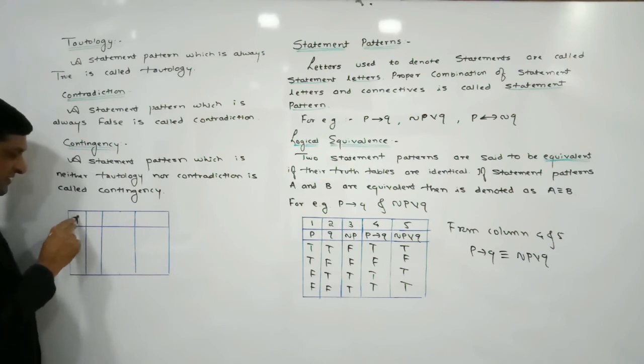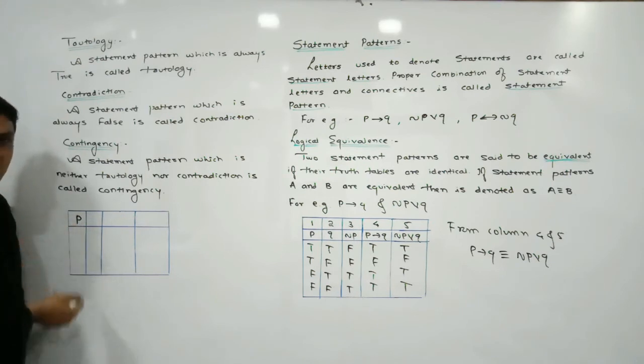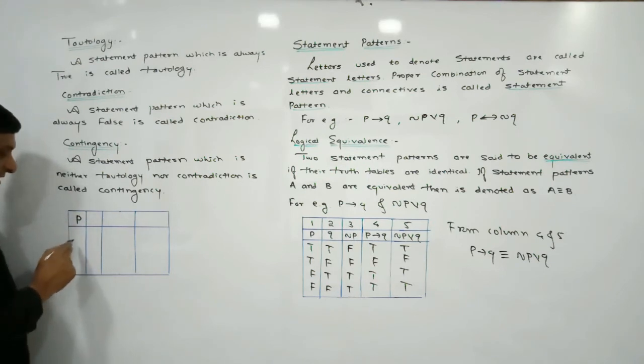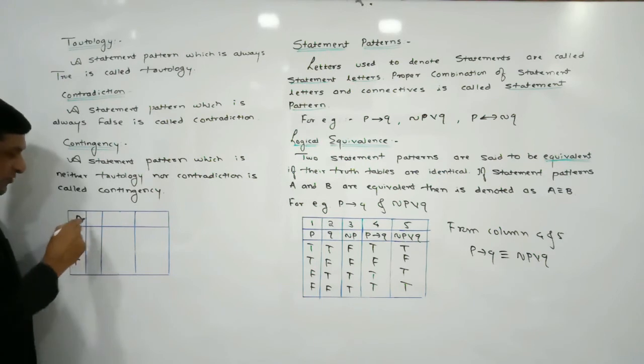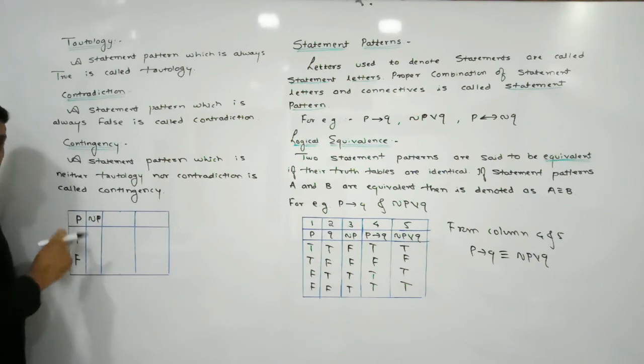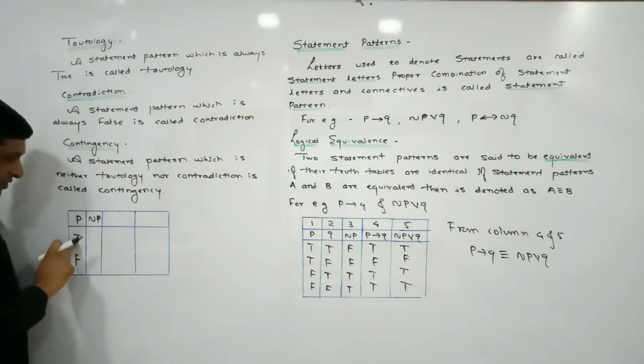Let us consider one statement, say P. If only one statement is under consideration, then only two possibilities are there. Either this statement is true or this statement is false. So let us find the negation of P. The truth values of P are known to us, and we are finding their negation. What is the negation of true? False. And the negation of false is what?